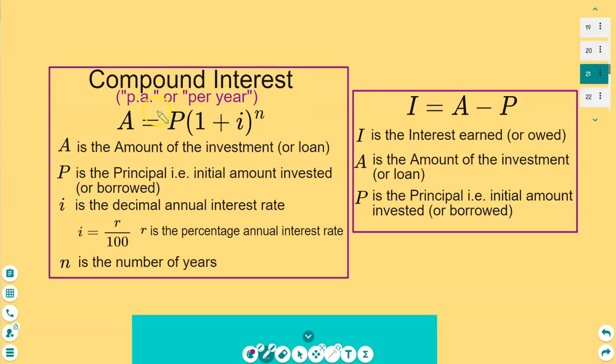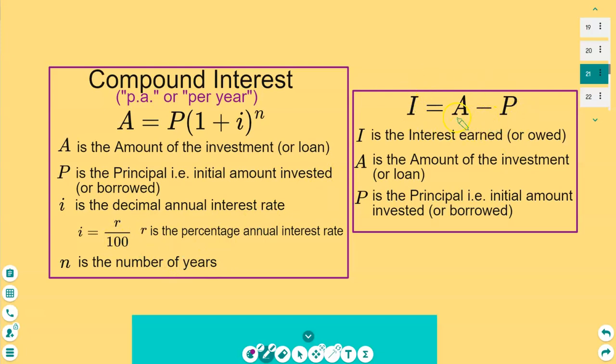So compound interest, this is the formula we're going to use. Okay, so we derived this in our first video. A equals P times 1 plus I to the N. A is the amount of the investment, P is the principal or the initial amount invested or borrowed. I is the interest rate as a decimal. So to calculate it as a decimal from a percentage, you divide by 100. N is the number of years.